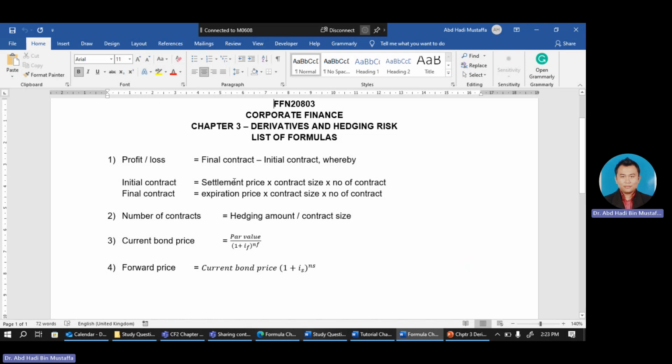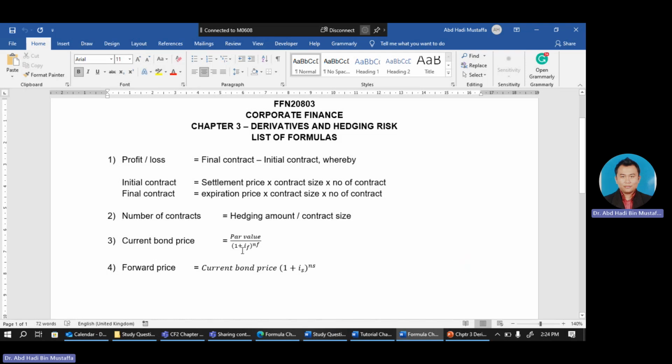Settlement price means the price that you enter the contract at. Masa you masuk kontrak itu dia bagi price tu, so that is the settlement price. And then the number of contracts is the hedging amount divided by the contract size. Hedging amount means the amount invested. Berapa banyak amount yang dilaburkan dalam futures, bahagi dengan contract size. Biasanya contract size diberi dalam soalan.